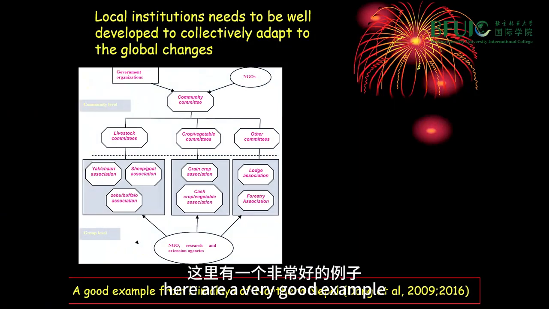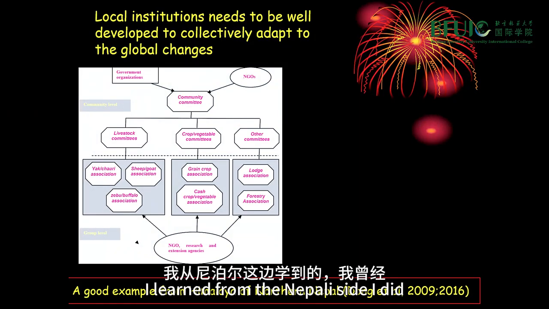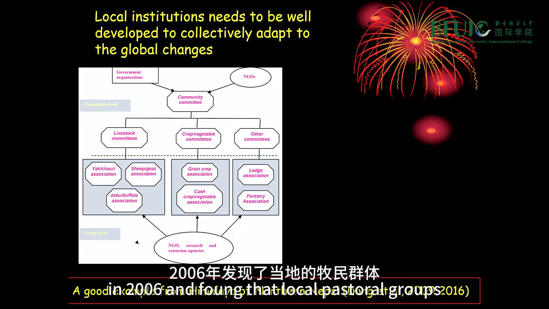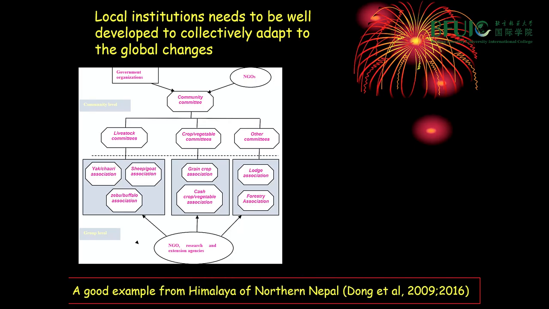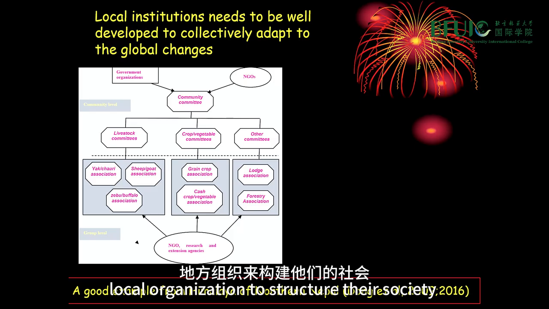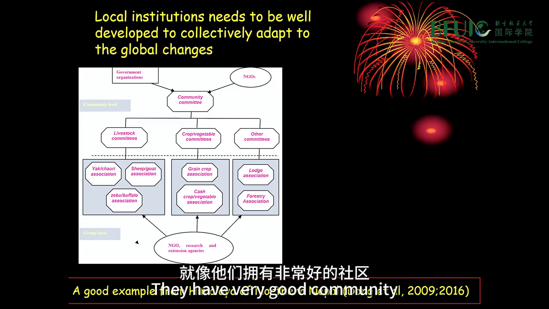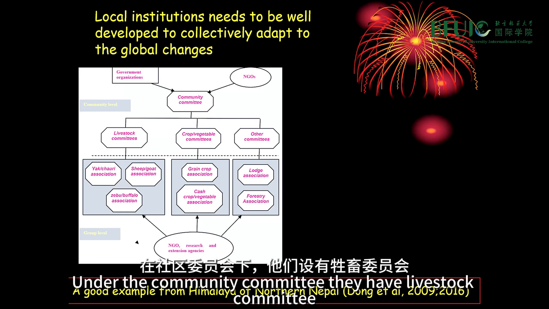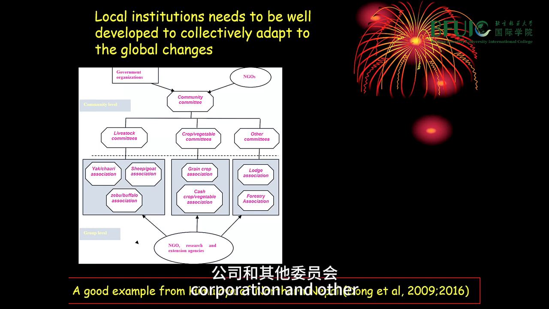Here is a very good example I learned from the Nepali side. I did a study in Nepal in 2006 and found local pastoral groups. They are living in the grassland and have very good local organization to structure their society. They have a community committee, and under the community committee they have a livestock committee, crop rotation, and other committees. They work closely with each other.